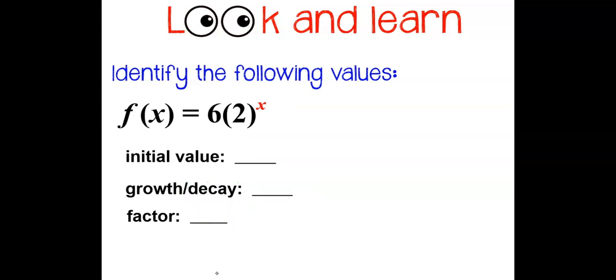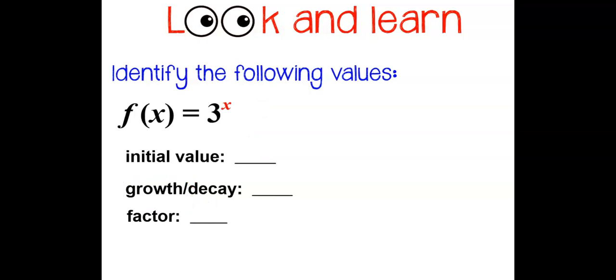In this example, the initial value is 6. The base, or the b value, is 2, so that's greater than 1, so this is growth, and the factor is 2. So we begin with the number 6, and we grow by doubling each time.